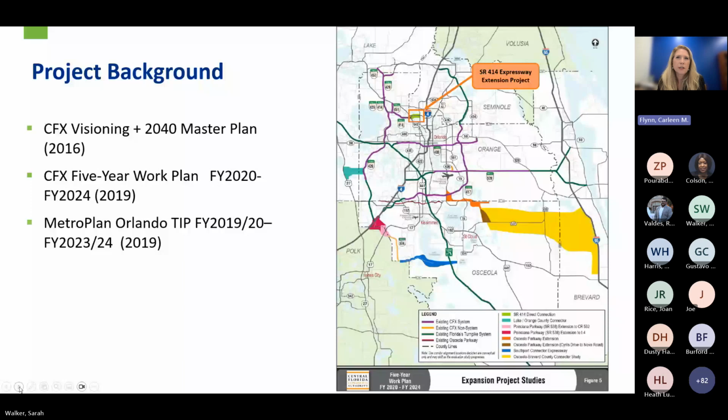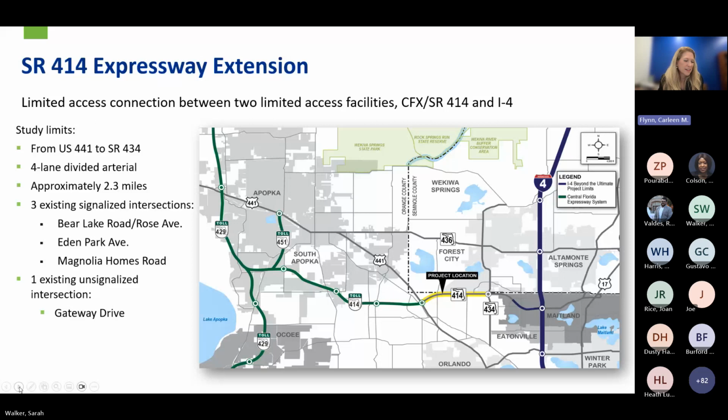But interestingly enough, there were 2 projects in the long range plan for this particular portion of 414. One was a 6-lane widening project, and the second was this expressway extension. So they were both in there, and that's important when we think about the no build option for this project. So zooming in on the next slide. There you go. Thanks. It's a limited access connection between 2 limited access facilities.